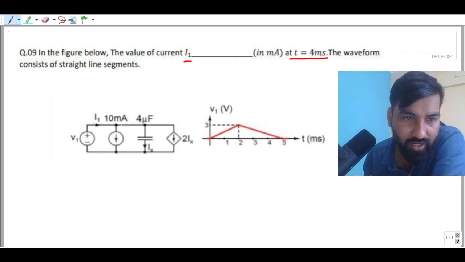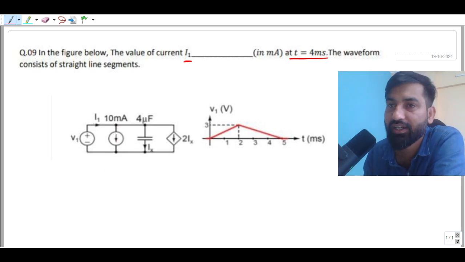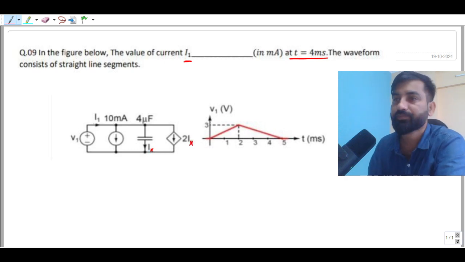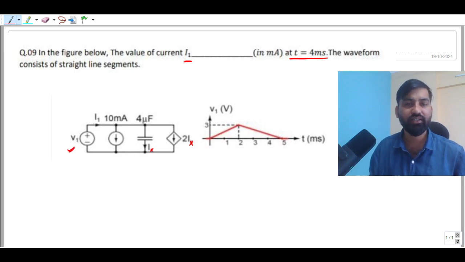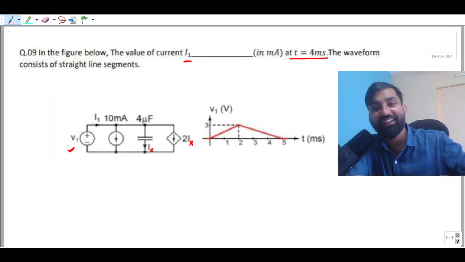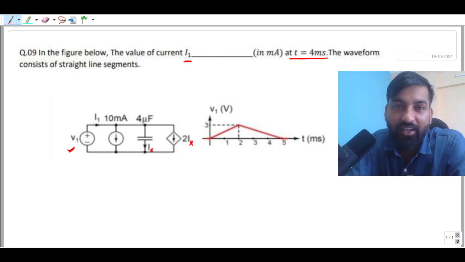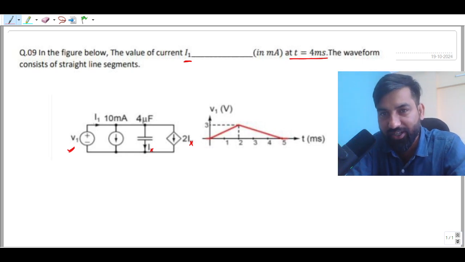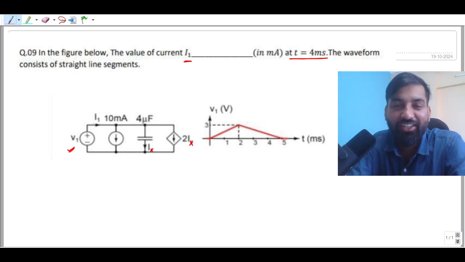So you see here, the current which is flowing here is 10 milliampere. And this is nothing but a capacitor, and the current which is flowing through it is Ix. This is an ideal voltage source which is exciting this entire network. For this V1, they have given some straight line segments in the form of a waveform. So it is not a transient problem, guys.